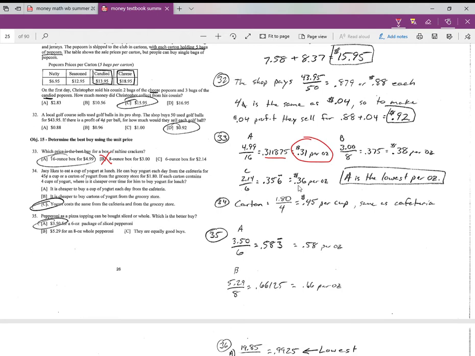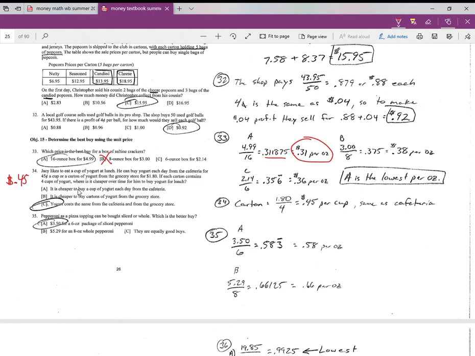Number 34, JC likes to eat a cup of yogurt at lunch. You can buy yogurt each day from the cafeteria for 45 cents. If you haven't seen this, the cent sign is the same as saying in dollars, 0.45. It's the same thing, so it's 45 cents. Or you can get a carton of yogurt at the grocery store for $1.80. Each carton contains 4 cups, which is cheaper over time. So they don't consider convenience or what's easier, it's just which is cheaper.